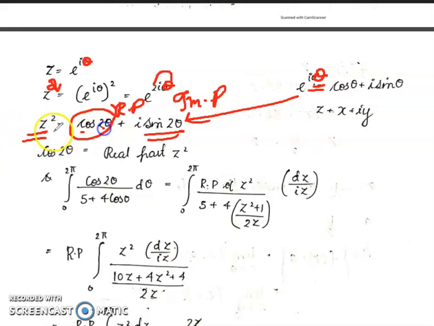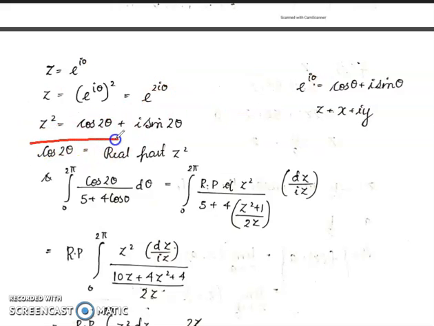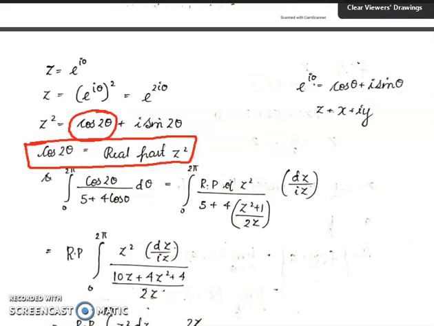What is cos 2θ? Real part of z square. So we write cos 2θ as the real part of z square. If you know this much, then you can follow the same method which we learned earlier. So this is the difference here.